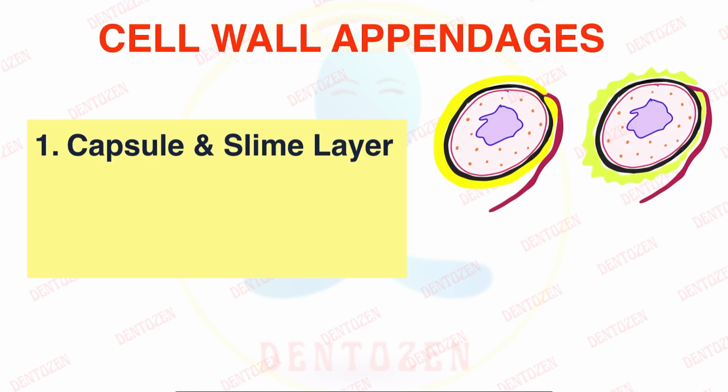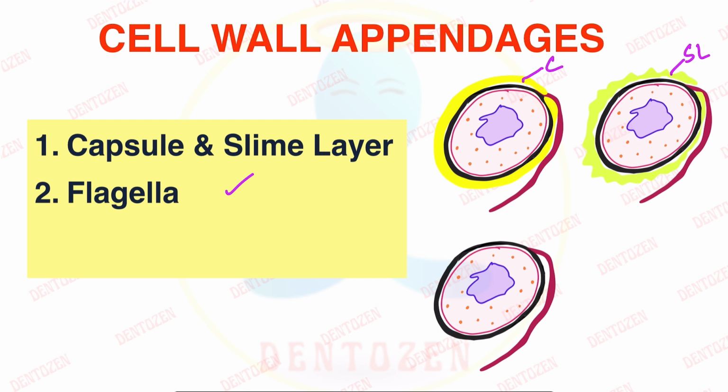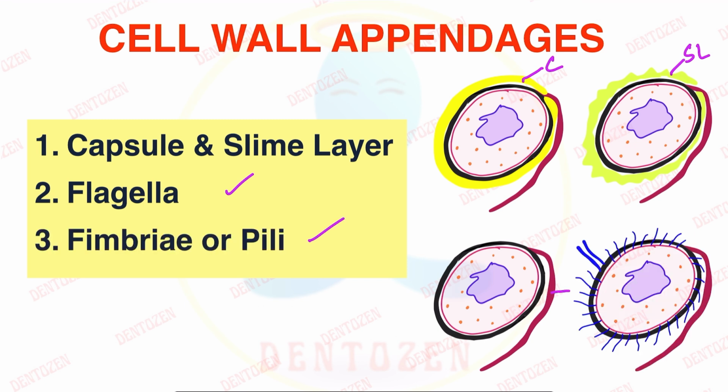So that is all about the cell wall appendages, the three types: capsule and slime layer. Capsule is well defined, slime layer is loose, undemarcated. Then flagella, which are the organs of locomotion, they help in the movement. And then Fimbriae or pili, which are the organs of adhesion, and they help in the conjugation.